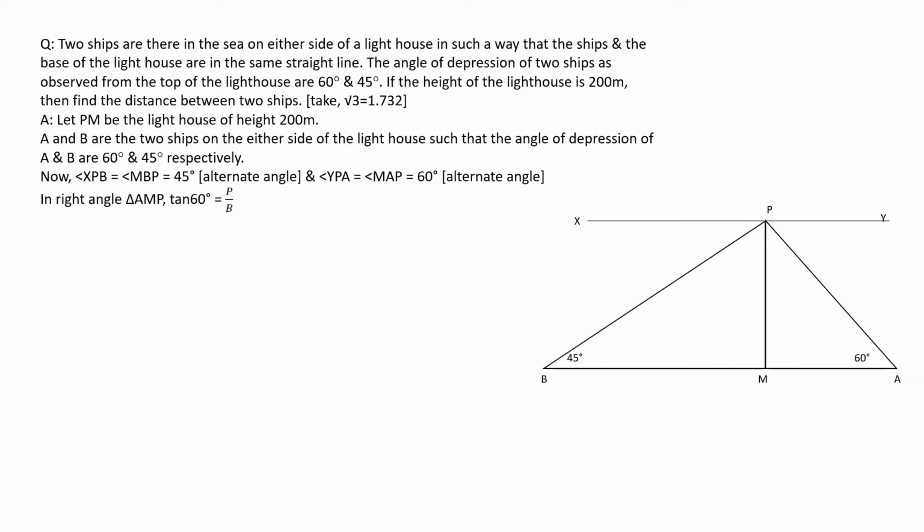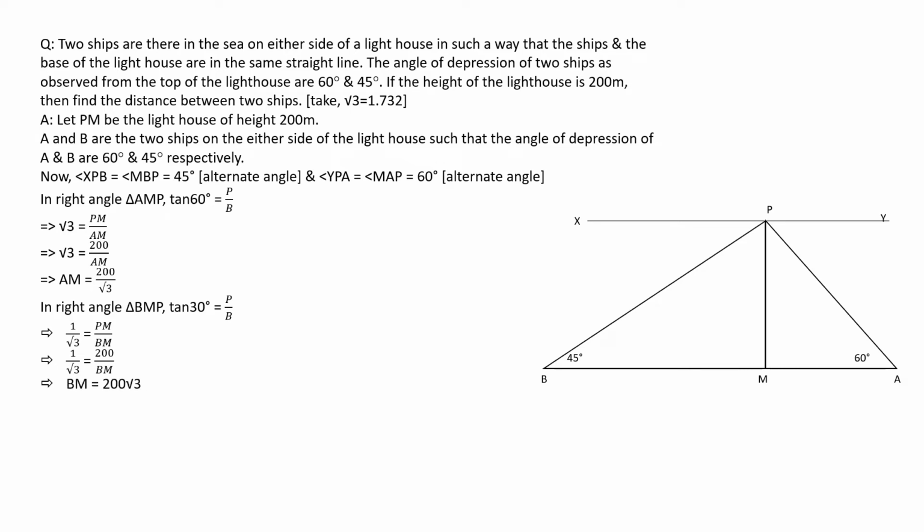Now in right angle triangle AMP, tan 60 equals P by B, or putting the values, root 3 equals PM by AM, or root 3 equals 200 by AM, or AM equals 200 by root 3. Now in right angle triangle BMP, tan 45 equals P by B, so putting the values we get 1 equals PM by BM, or 1 equals 200 by BM, or BM equals 200.